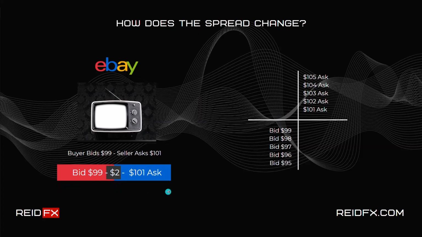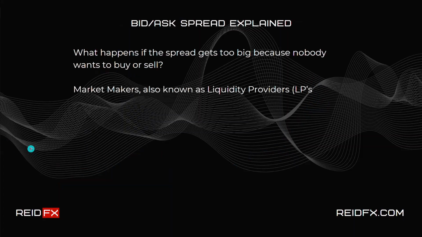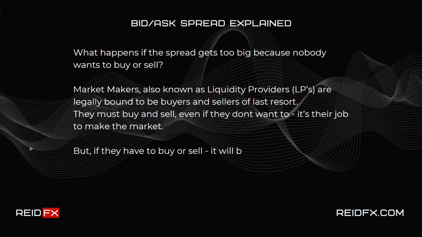Now trades are happening all of the time, hundreds if not thousands of times a second. New people come in and place bids, and new sellers come in and set different ask prices, and therefore the spread never stops moving. Now you might be wondering, what happens if the spread gets too big because nobody wants to buy or sell? Well, in that case, we have market makers.